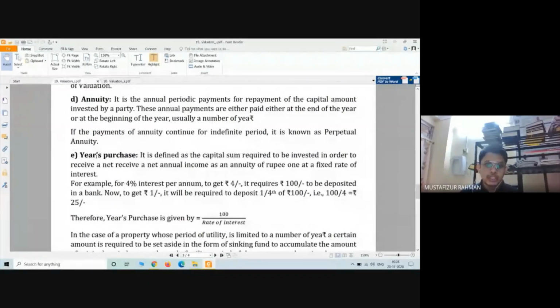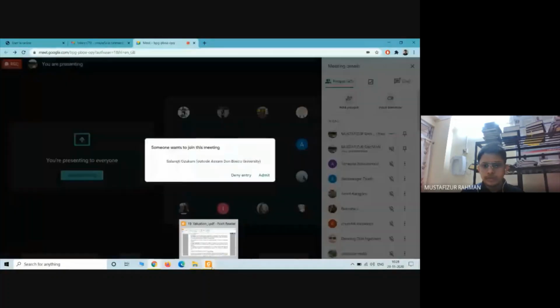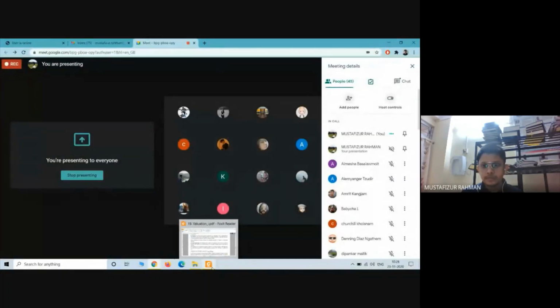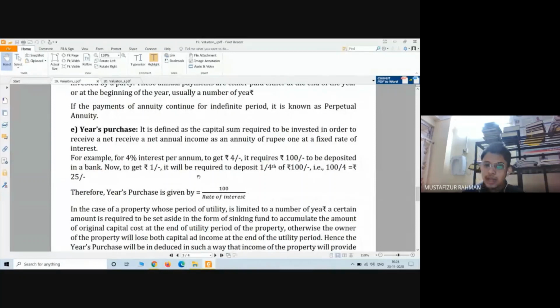Then this term is important: years purchase. What is years purchase? It is defined as the capital that we have to keep in order to receive a net annual income as an annuity of rupees 1. That means how much money I will have to invest or keep in a bank to earn 1 rupee as interest, right?